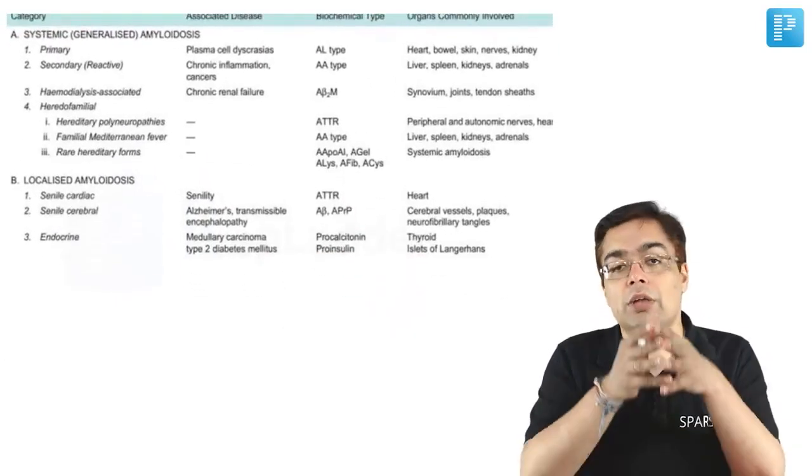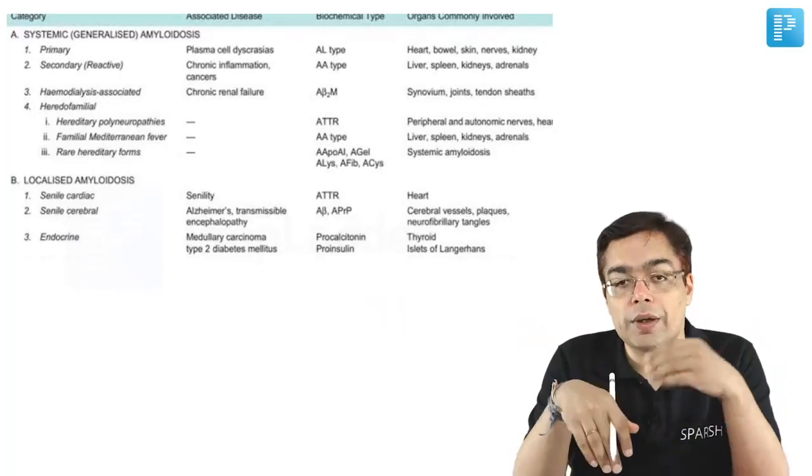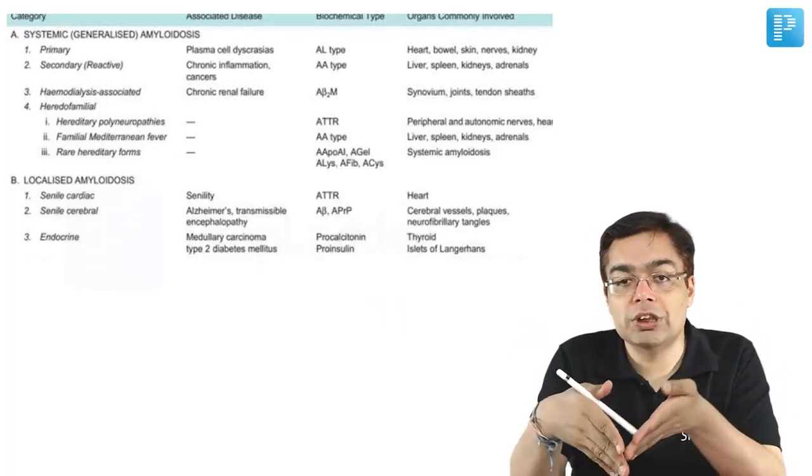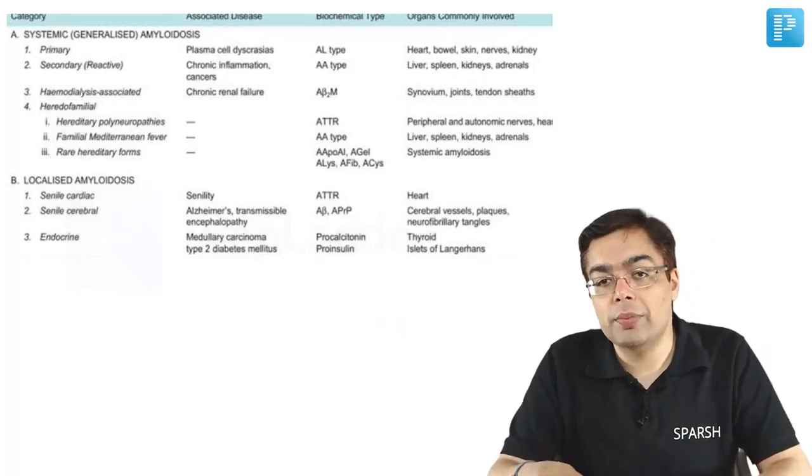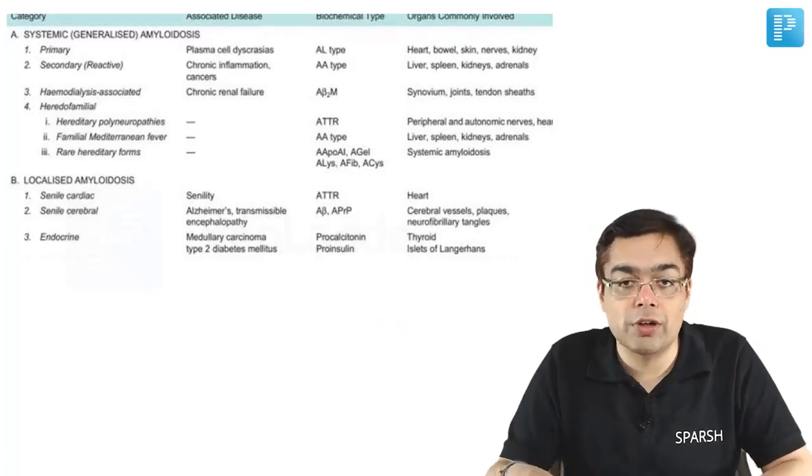Of course, when you talk about the different subtypes of organ involvement, we get amyloid deposition in the kidney, which is incidentally the most commonly and the most severely affected organ.